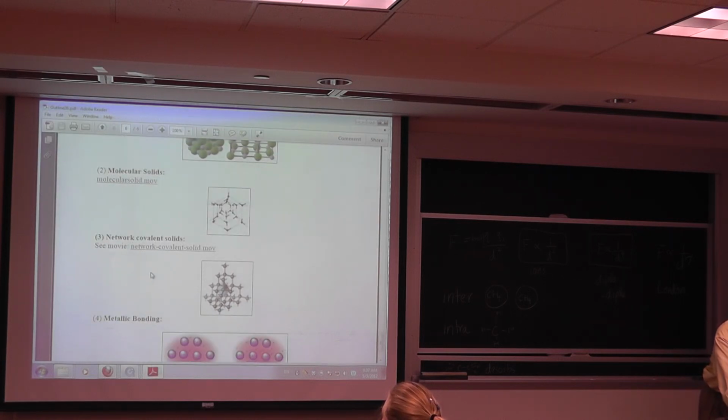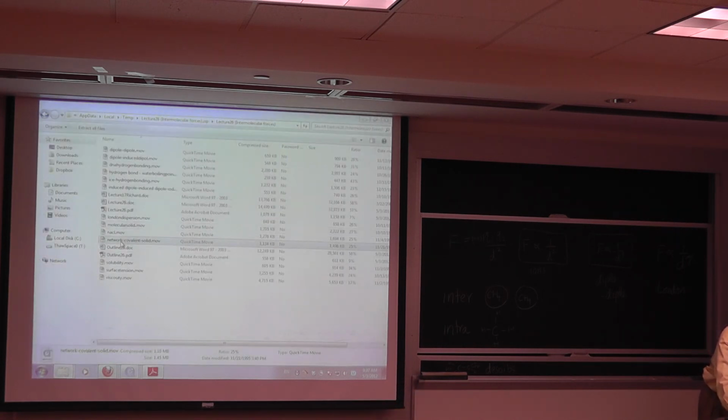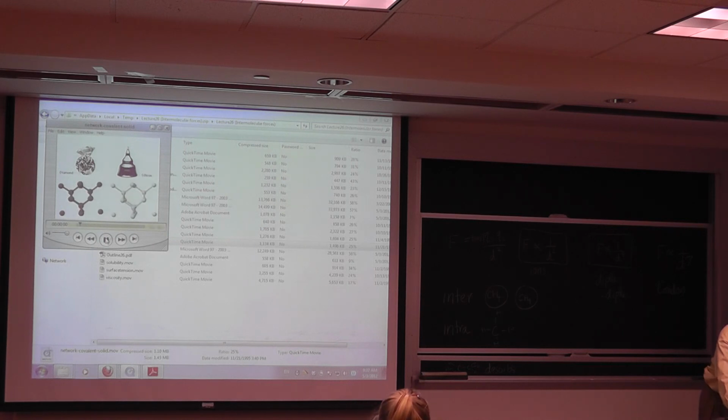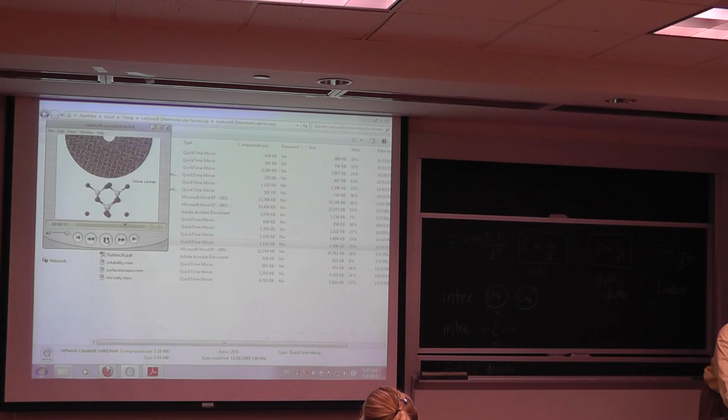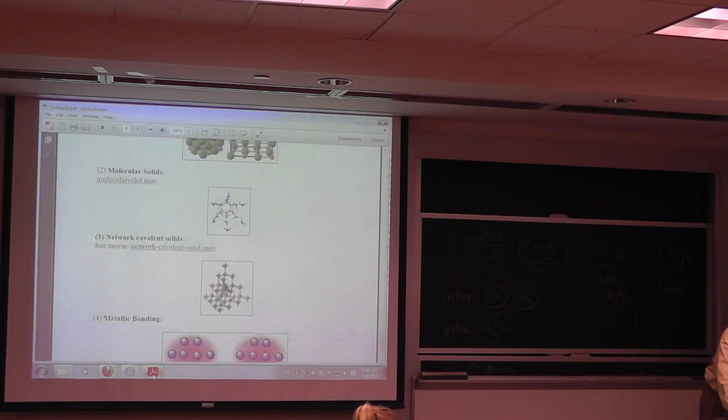Okay, we talked about network covalent solids. What is this an image of? Diamond. Okay, let's look at a movie here. Diamond, an allotrope of carbon, and silicon have the same solid structure. Chemists take advantage of this similarity by making silicon carbide, which combines some of the hardness of diamond with a much lower cost of production. All right, and we go back here.